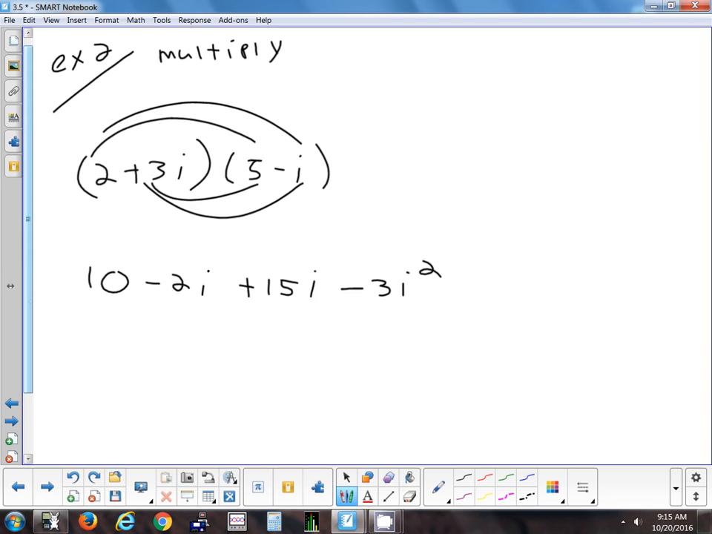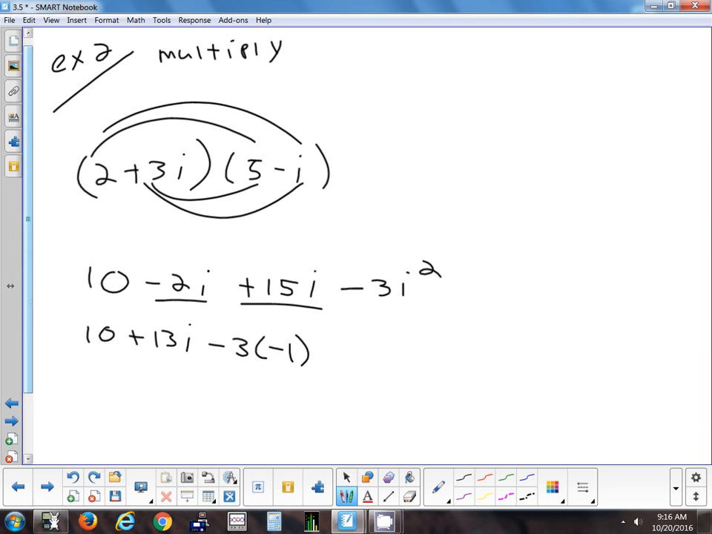All right. Anything I can combine for like terms here? Yeah? Minus 2i and 15i. Yep. What's minus 2i plus 15i? 13i. And now this last part, what is i squared? What number? Negative 1. So I'm going to change i squared to negative 1.